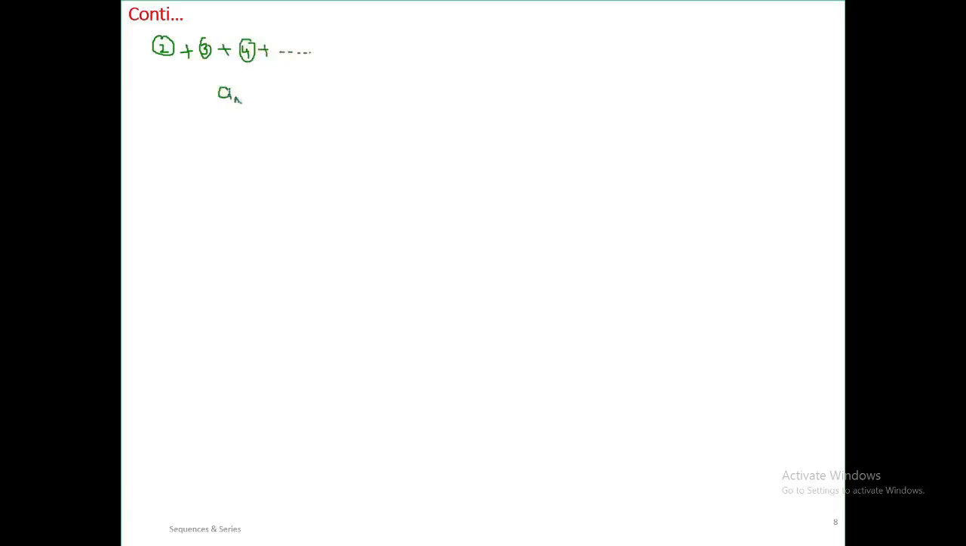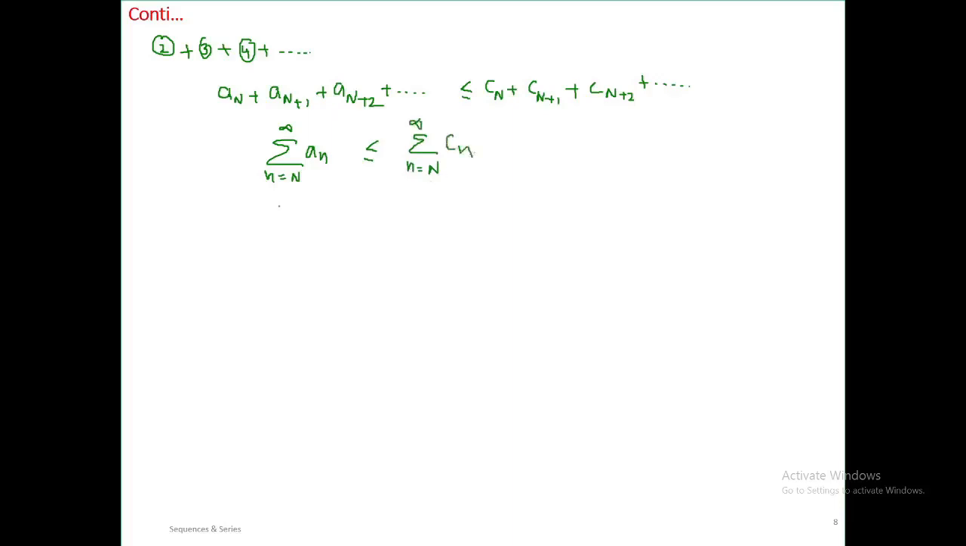Then what I will get is an plus an plus 1 plus an plus 2, and so on, less than or equal to Cn plus Cn plus 1 plus Cn plus 2, and so on. This can be written as the series n running from capital N to infinity of an. If you have doubt, you can run the series: substitute small n equal to capital N, and you get an plus an plus 1 plus an plus 2 and so on. This is less than or equal to the series n from capital N to infinity of Cn.